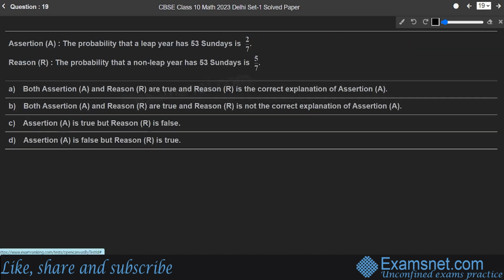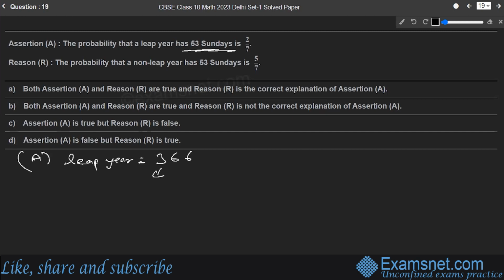Now, assertion and reason type. The first one says the probability of a leap year having 53 Sundays is 2 by 7. So let us verify this fact first. So how many days are there in a leap year? There are 366 days in a leap year.